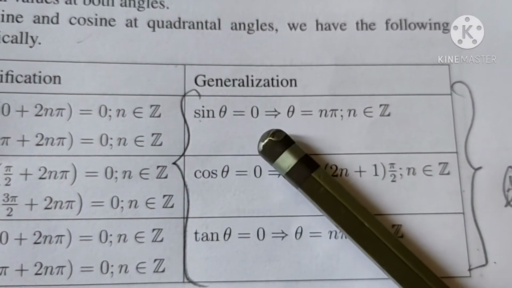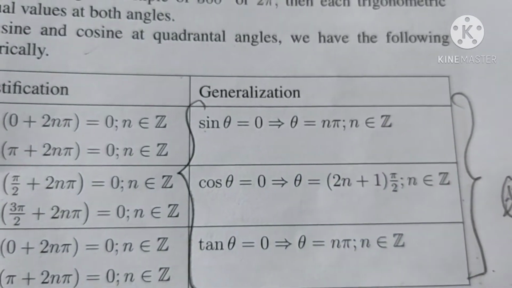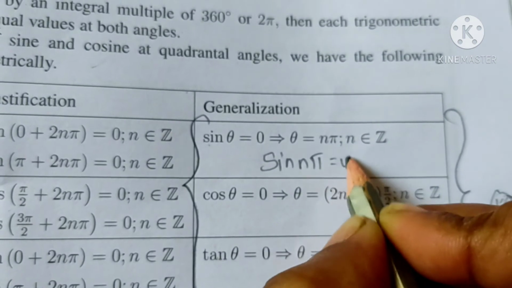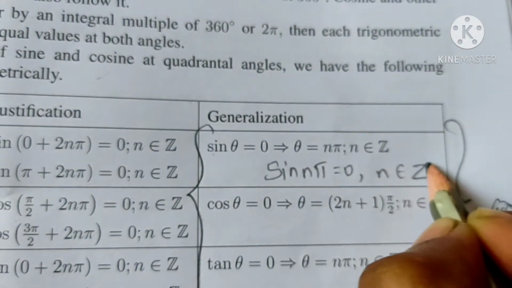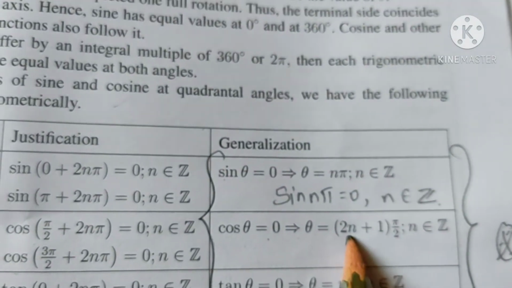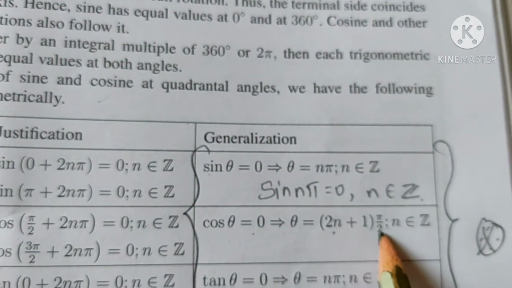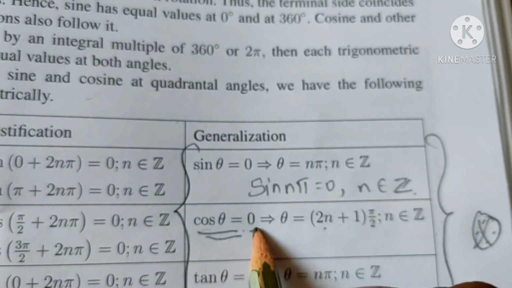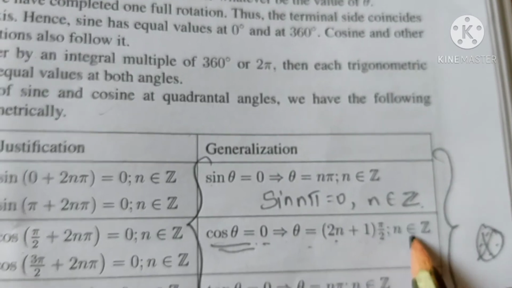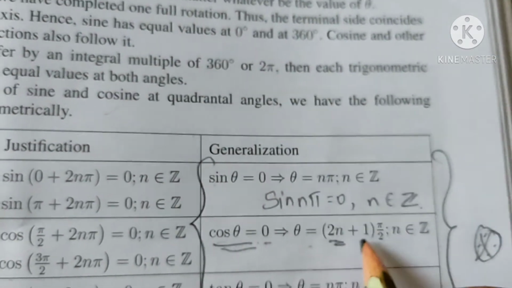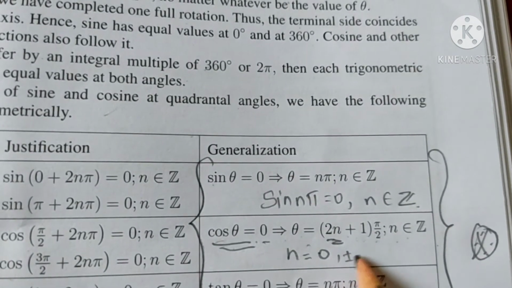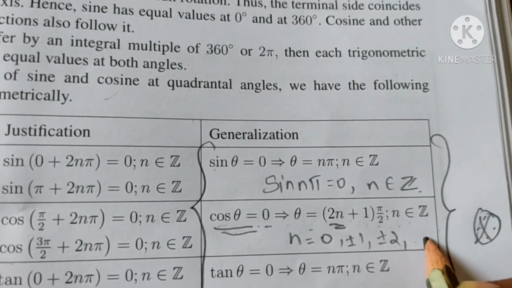If sin theta is equal to 0, then theta is n pi. So all sin n pi values are 0. Okay, sin n pi is equal to 0, where n belongs to integers. Then if cos theta is equal to 0, then theta is (2n plus 1) into pi by 2, where n belongs to z. So for n, you take the integer values. Integers are n equal to 0, plus or minus 1, plus or minus 2, up to etc.